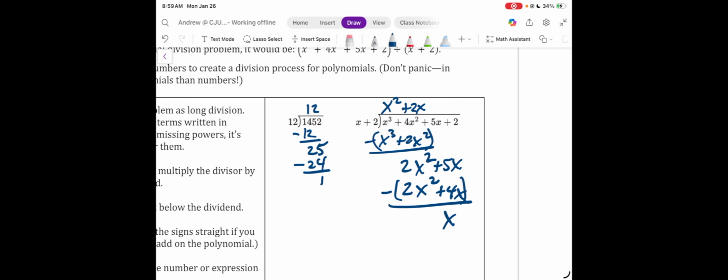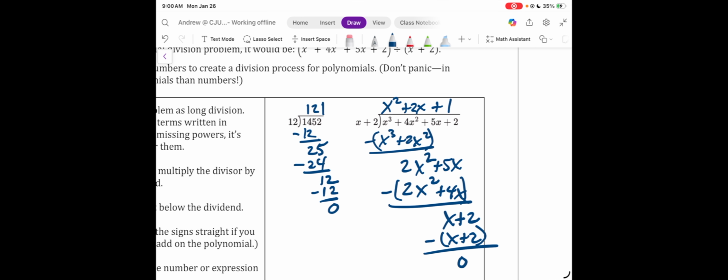The 2. In elementary school, 12 goes into 12 one time. 1 times 12 is 12. No remainder. In polynomials, bring down the plus 2. X plus 2 times 1 is x plus 2. Subtract them and no remainder.